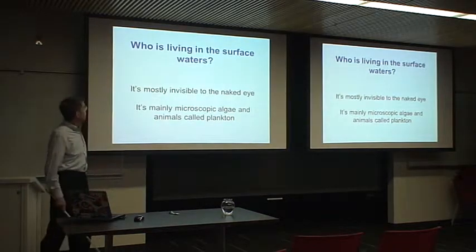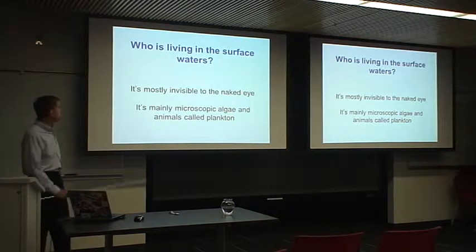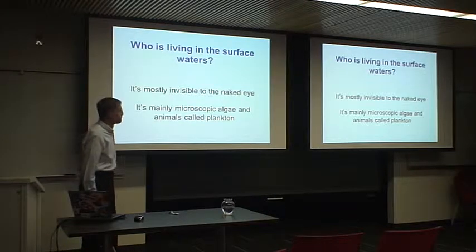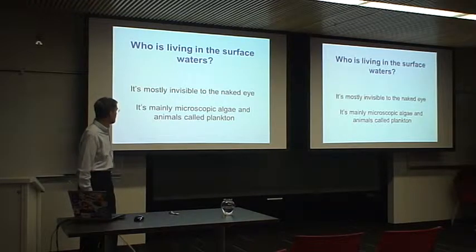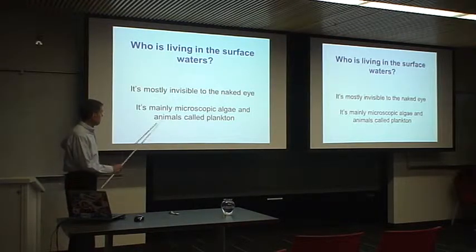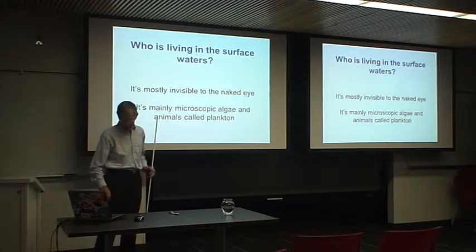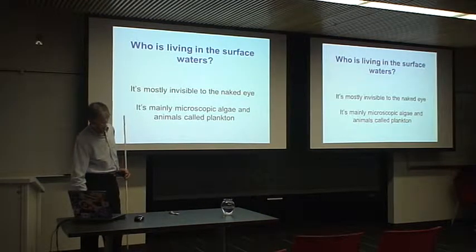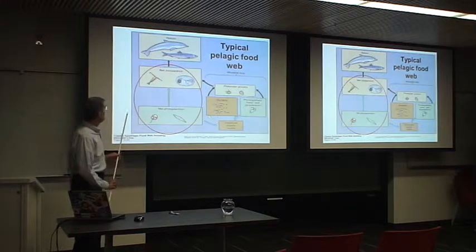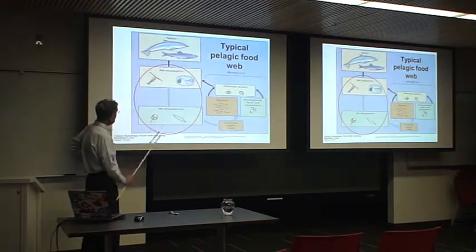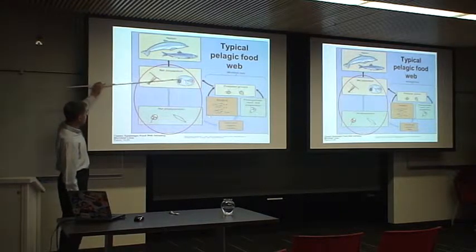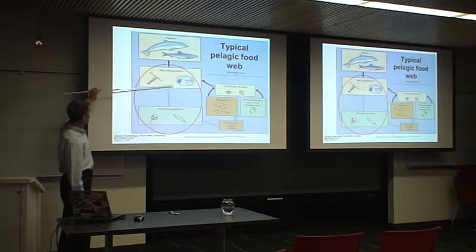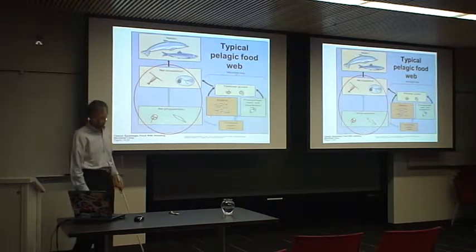So who's living in the surface waters? Well, it's mostly invisible organisms, and they're not visible to the naked eye. They're mostly microscopic algae and animals, and they're called plankton. So there are some few technical terms that I'll introduce you to. So here's a typical food web here, and you can see here's the primary producers. These are the ones that eat the primary producers, and the energy and the food gets passed up to the fish that is well known.